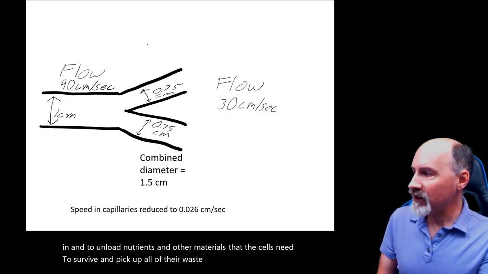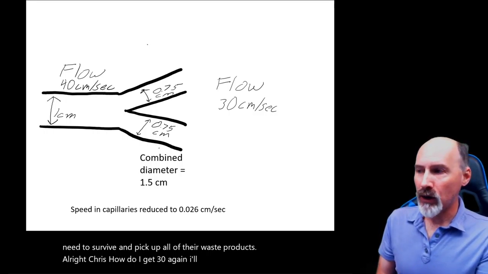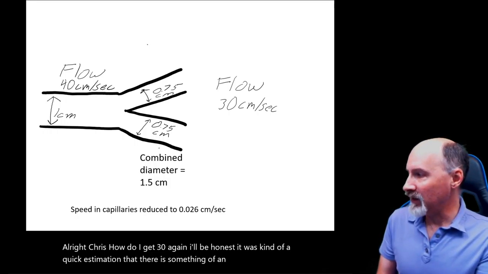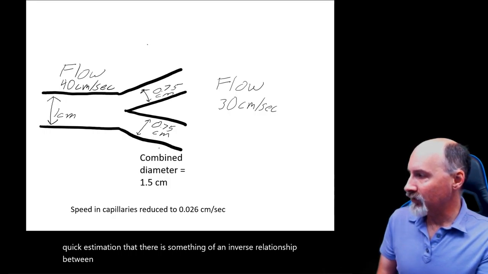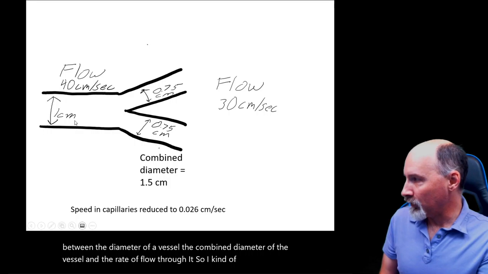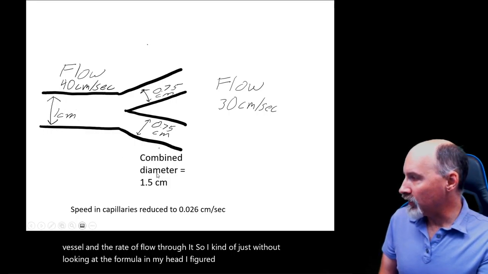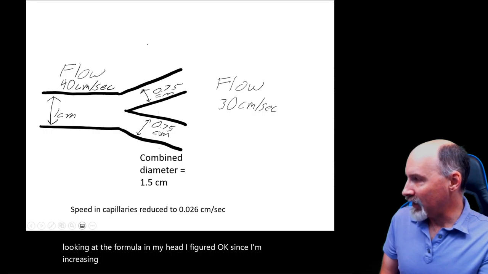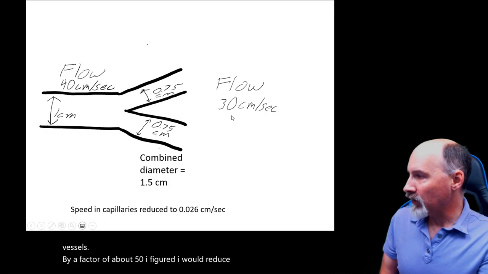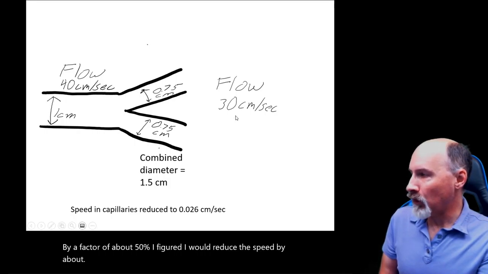All right, question, how do I get 30 again? I'll be honest, it was kind of a quick estimation that there's something of an inverse relationship between the combined diameter of the vessel and the rate of flow through it. So without looking at the formula, in my head I figured, okay, since I'm increasing the combined diameter of these two vessels by a factor of about 50%, I would reduce the speed by about 1/4.